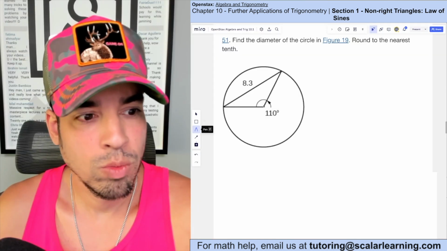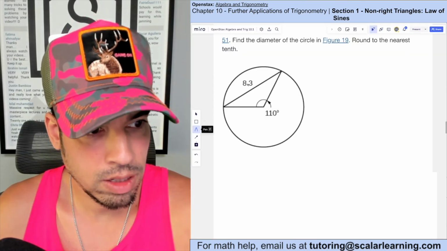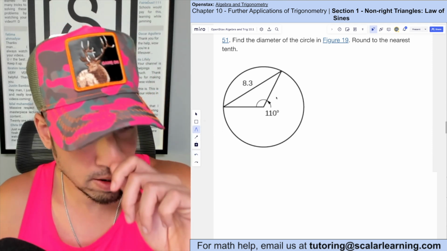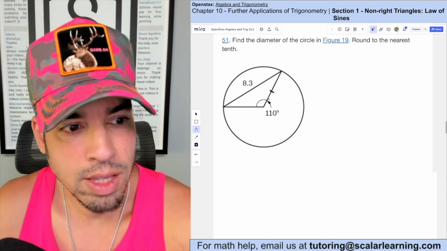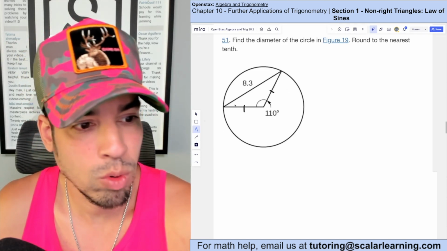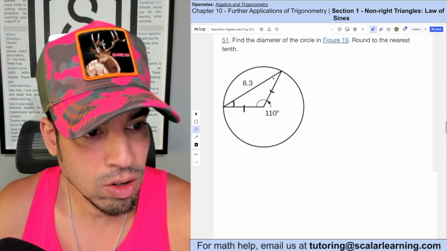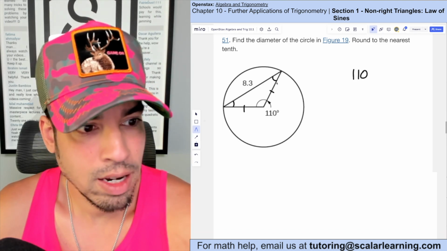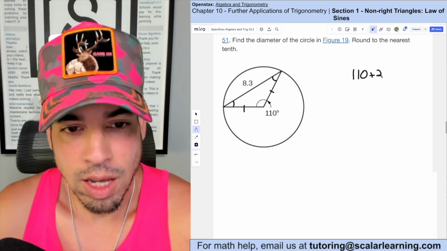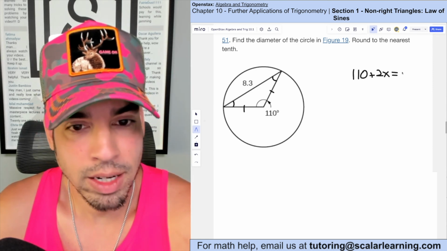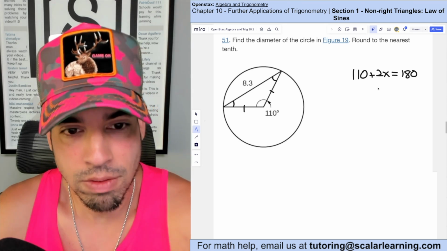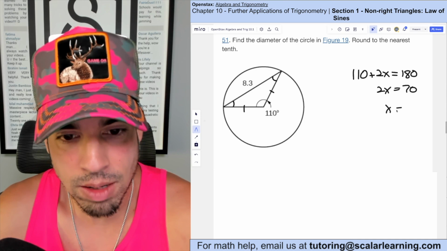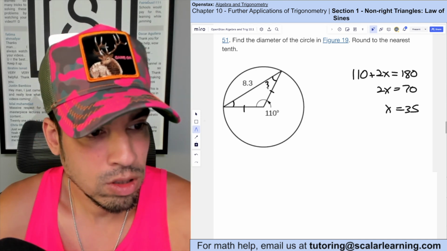Done. So for this one, we're trying to find the length of the diameter here, and the diameter would be double whatever the radius is. Now, since we have this triangle in a circle, that's a radius, which means they're equal, which means these opposite angles are also equal, right? So if this is 110, 110 plus, if I call those angles x, and since they're both the same, 110 plus 2x is equal to 180. So I can figure out the values of those angles. By subtracting 110 from both sides, that's 70, and dividing by 2, that's 35. So these two angles are 35.